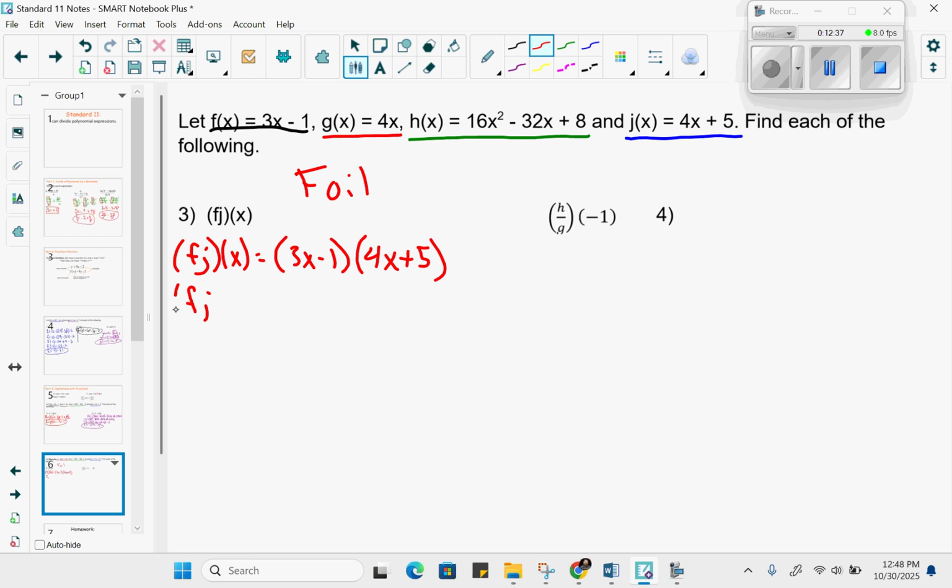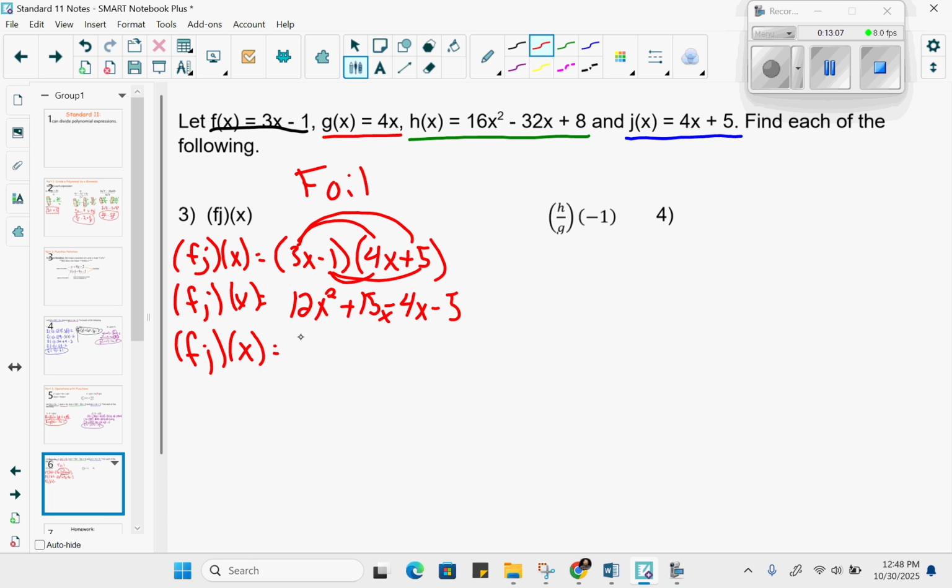So f times j of x equals first, 3x times 4x, 12x squared. Outer, 3x times 5, plus 15. Inner, negative 4x. Last, minus 5. Oh, minus 15 or plus 15x, excuse me. Then we're going to put like terms together. f times j of x equals, all right, we have 12x squared, 15x minus 4x, plus 11x, minus 5. Simplified.